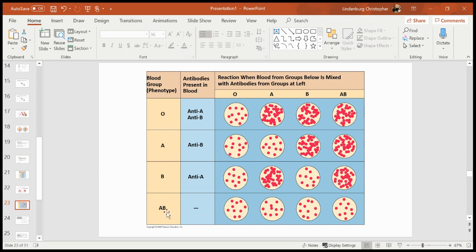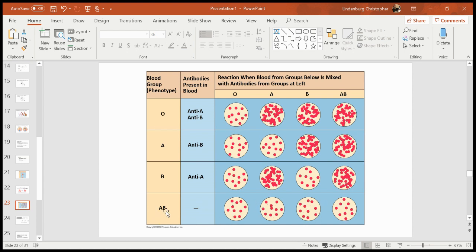If you have AB, now things get complicated because you have both the A antigen and the B antigen. So you don't want to make an anti-A because you'd kill your own cell, and you don't want to make anti-B because you'd kill your own cell. So you make neither anti-A nor anti-B. And what that means is that AB blood is often called the universal recipient. And that's what these diagrams are about.